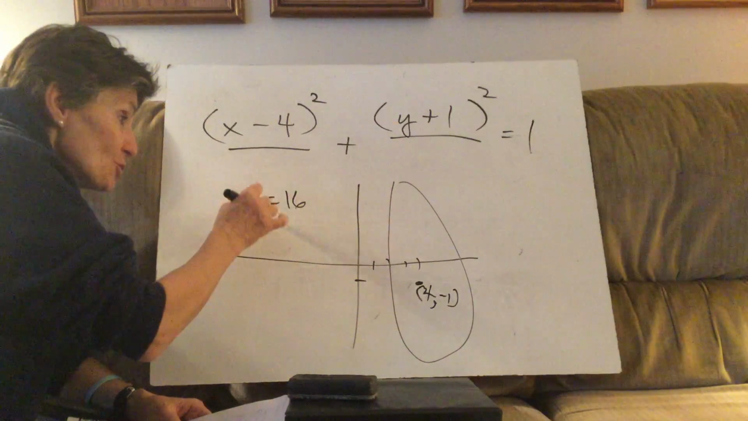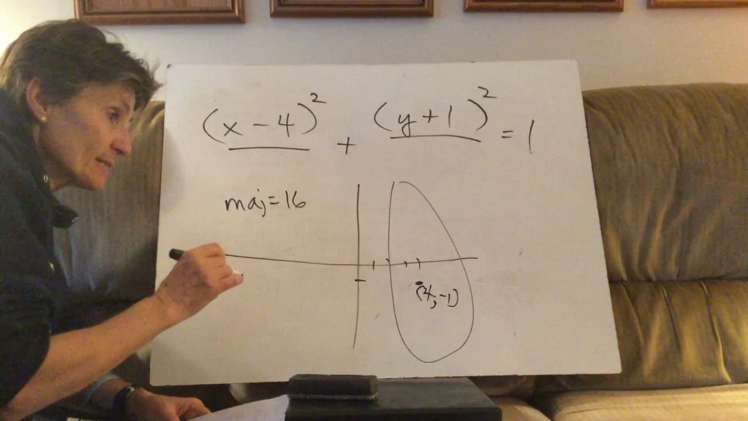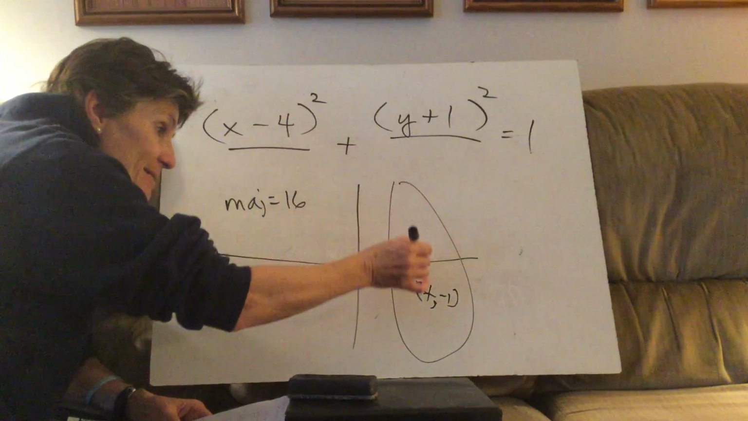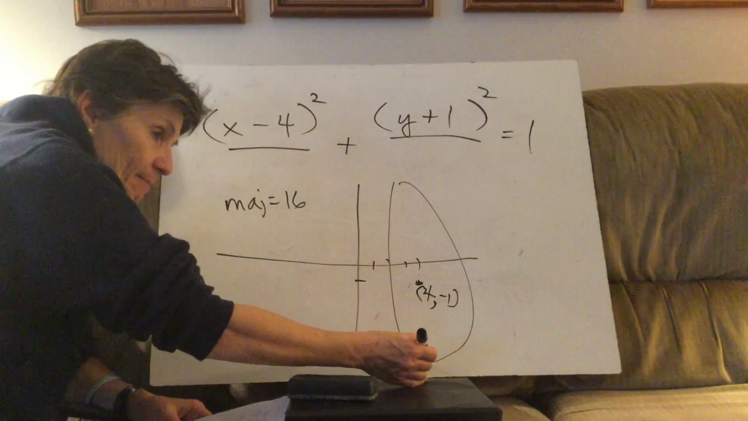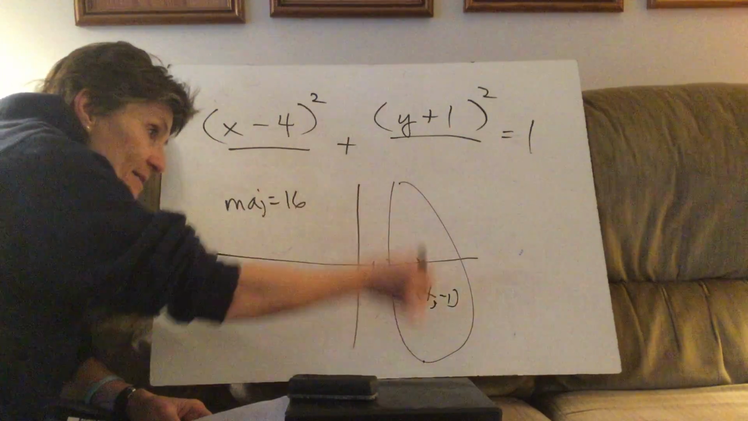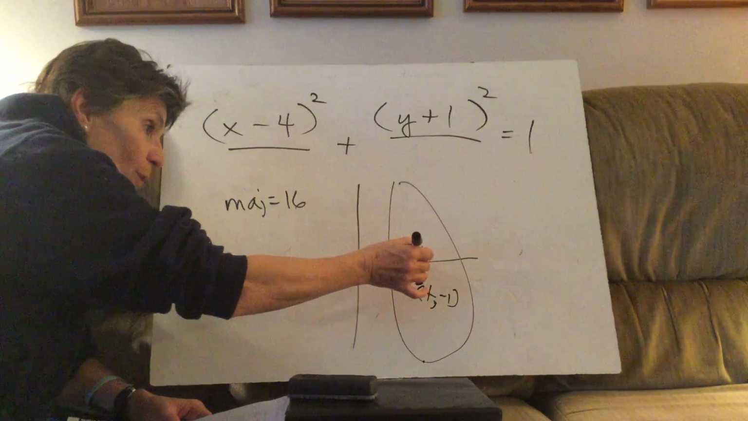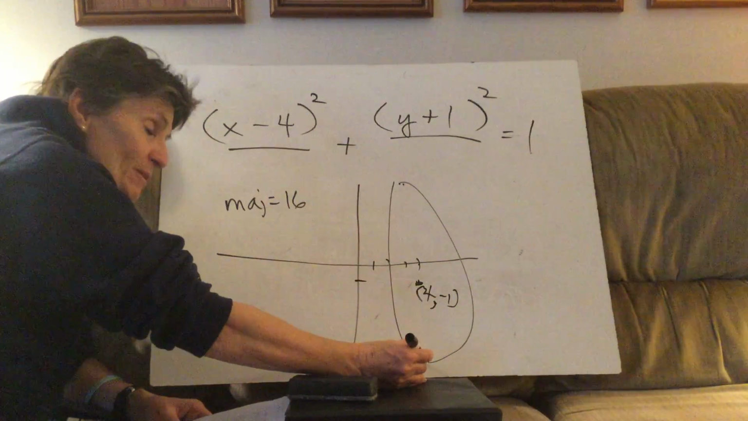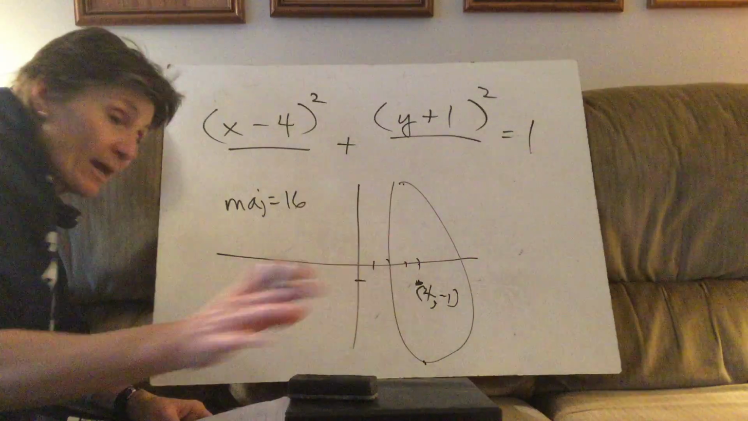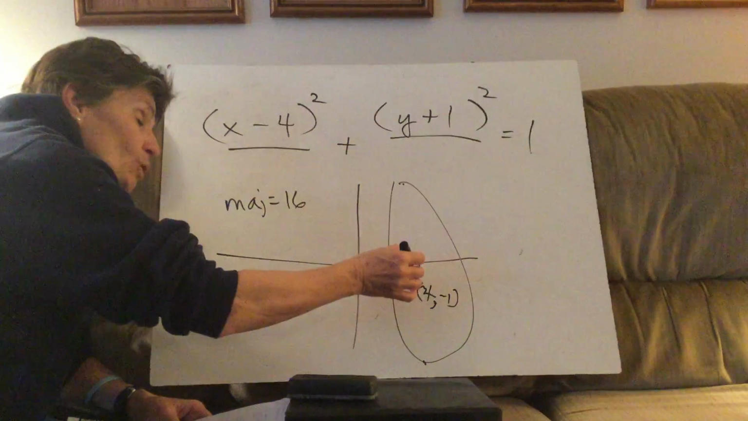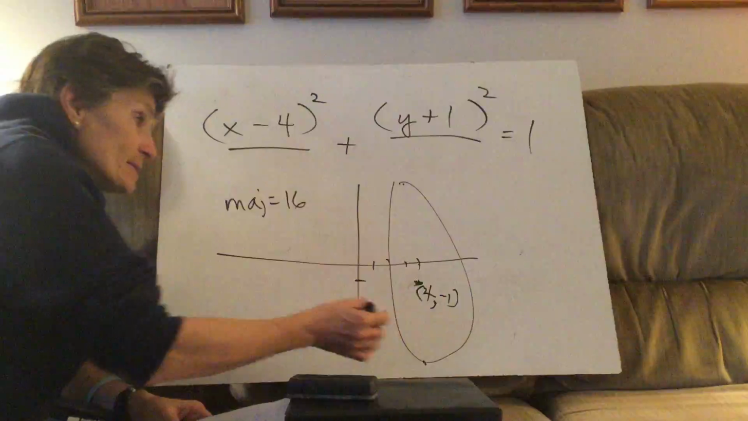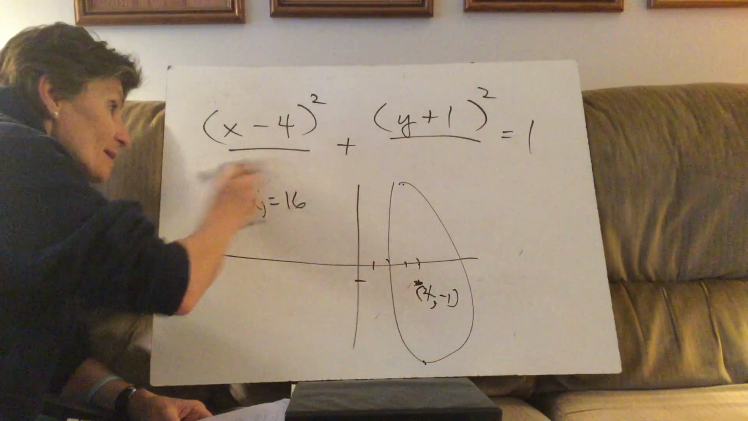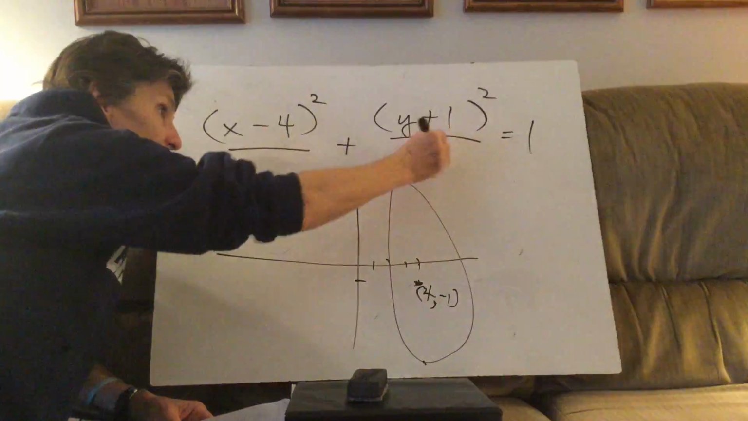Now, if the major axis has a length of 16, that means that you would be counting up and down 8. The whole thing is 16. So we're going up and down 8. Now, we're not graphing this. You don't need to plot points and all that, although you can if you want. If we're going up and down 8, then this number has to be a 64.